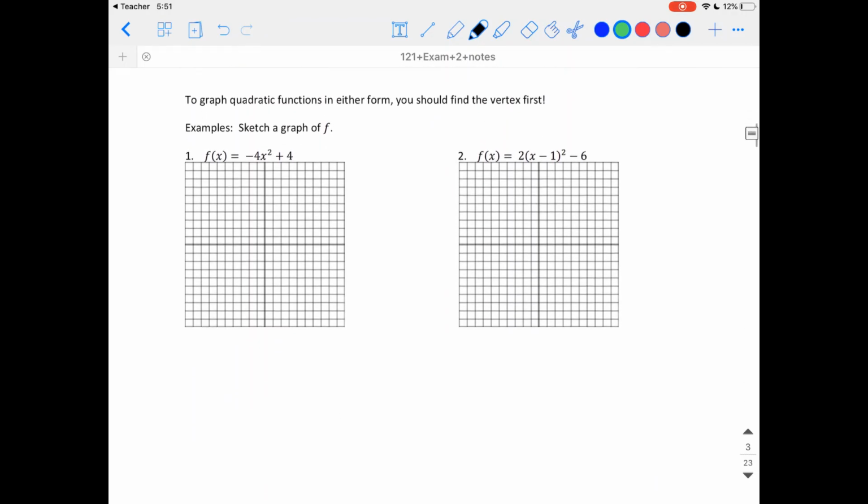Now graphing them. Granted, there's graphing utilities. So if this is your last math class, go for it. If you're just beginning, you want to know how graphs behave without using the graphing calculator as a crutch.